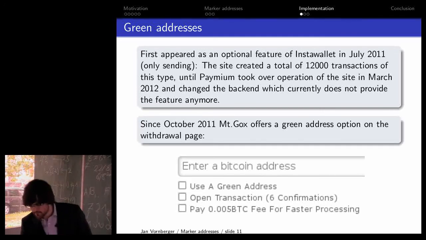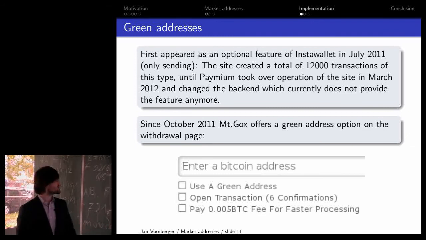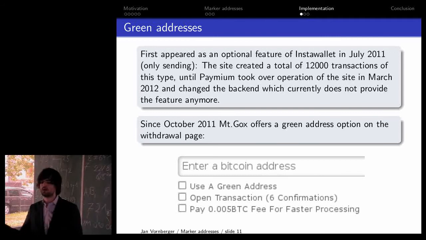Another thing is that in October last year, Mt. Gox also decided to play around a little bit with this idea. Probably many here are aware of it. Mt. Gox is the largest Bitcoin exchange, and has the largest volume. And to this day, they have an option. If you withdraw your Bitcoins on the site, you can say where you want to send your Bitcoins, and you can tick this option, use a green address, which then identifies the transaction that is created as one that comes from Mt. Gox.